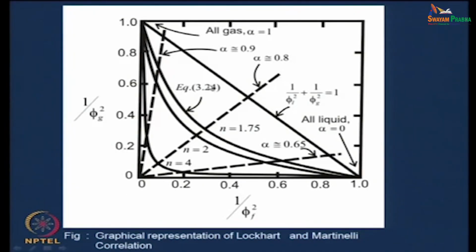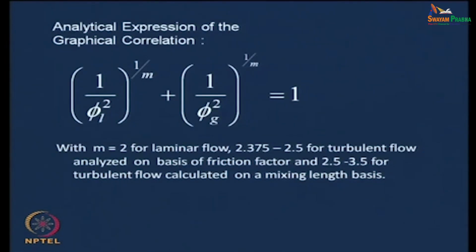After that, we found the graphical as well as the analytical correlations between phi L square and phi G square, the oldest and most widely used correlation, proposed by Lockhart and Martinelli. The graphical correlation is expressed in the graph which I have shown in my transparency. This graph shows the graphical correlation between 1 by phi L square and 1 by phi G square, and then subsequently we derived the analytical expression, which is of this particular form.